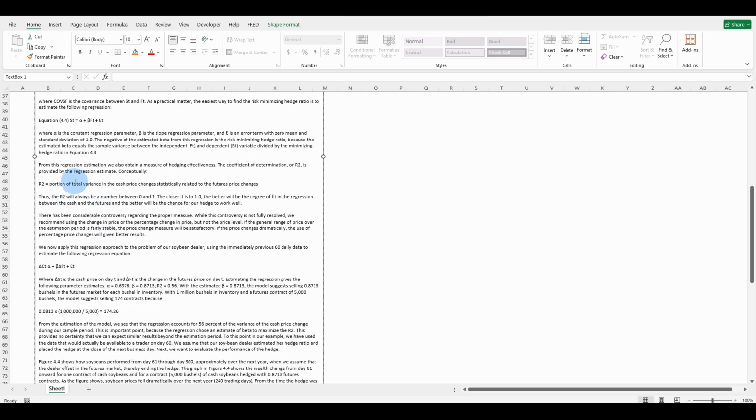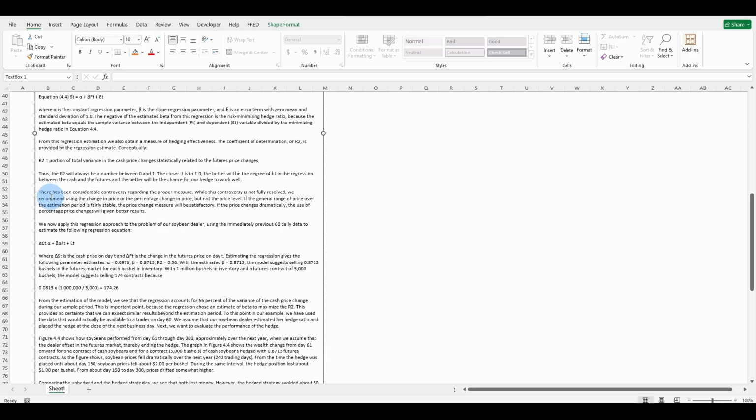Conceptually, R squared, the coefficient of determination, is the portion of total variance in the cash price change that is statistically related to the futures price changes. Thus, the R squared will always be a number between 0 and 1. The closer it is to 1, the better will be the degree of fit in the regression between the cash and futures, and the better will be the chance of our hedge working.